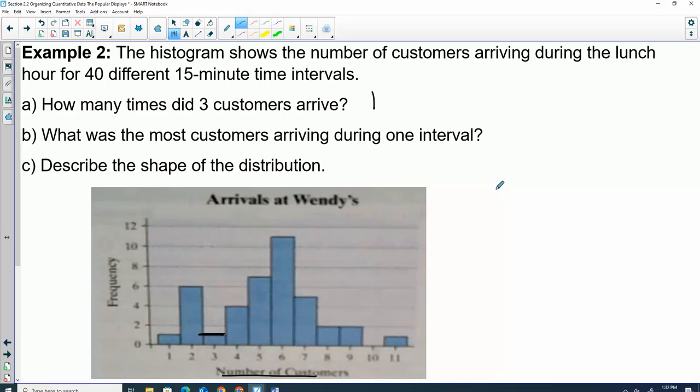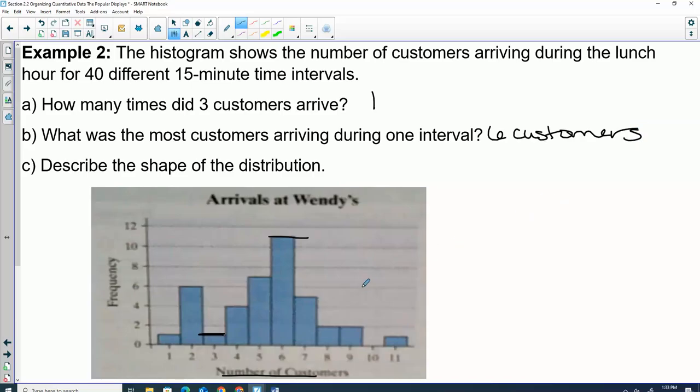What was the most customers arriving during one interval? We had 11 customers during, or sorry, how many customers is that? It's not 11 customers. 6 customers. That happened 11 times. So we were measuring during 11 different of our time intervals. We had 6 customers come in.